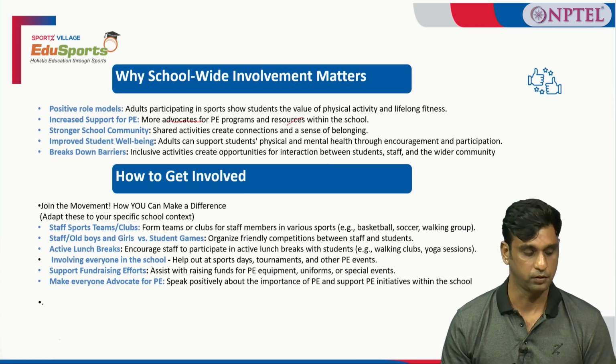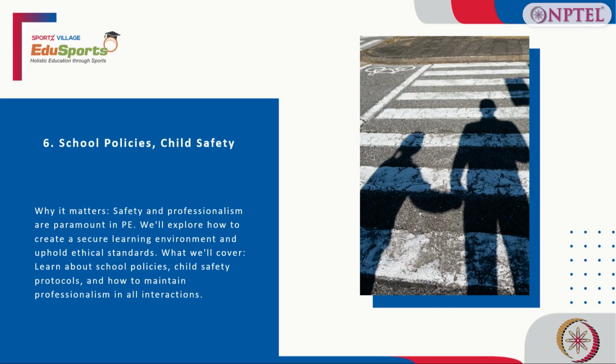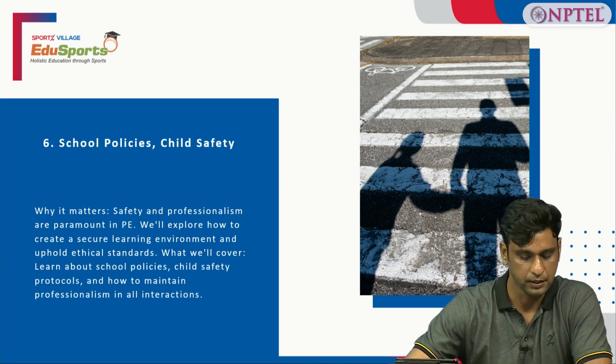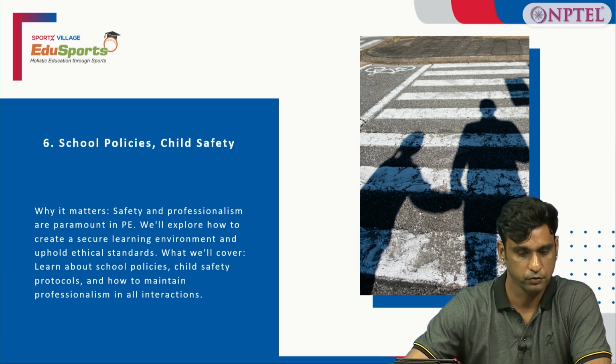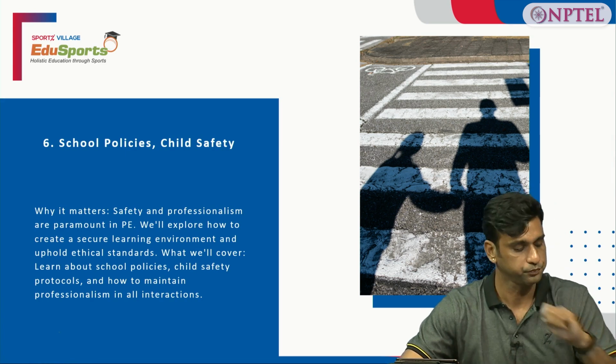Section 6, School Policies, Child Safety and Professionalism. In this section, we will learn about safety and professionalism, which is paramount in PE. We'll explore how to create a secure learning environment and uphold ethical standards. We will learn about school policies, how to adhere to school policies, what it means for child safety, cover child safety protocols, and how to maintain professionalism in all interactions.